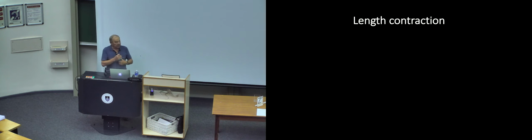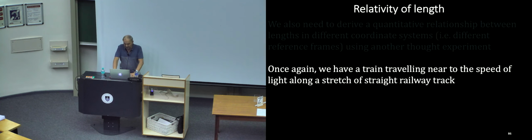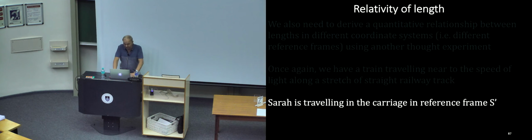Okay, I'm going to move on quickly to length contraction, because obviously this is something that is closely related to time dilation. I'm not going to go into a lot of maths here. I'm just going to skip to the answers quickly. Obviously, we need a quantitative relationship which describes what's happening in the length domain. And again, we have a thought experiment where we're traveling near to the speed of light on a railway track.